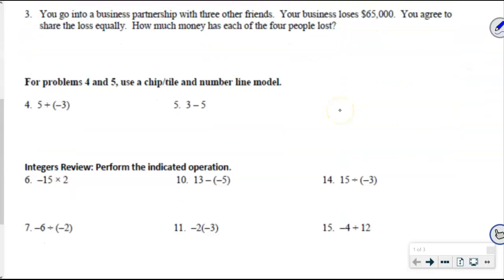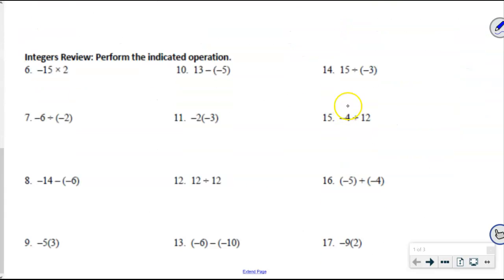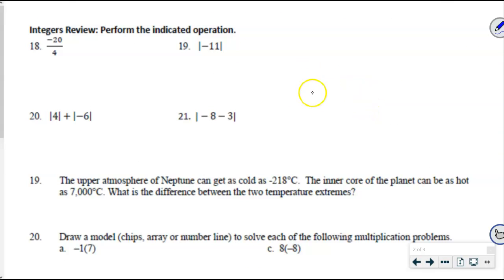The next one that I want to go over, we're actually going to skip pretty far ahead. Based on your quizzes, you guys need some practice with absolute value. Please jump ahead to 18 through 21. Number 18 is an absolute value, but I want you to understand what this means. We saw this yesterday. Negative 20 and then a fraction line and 4. What does that really mean?